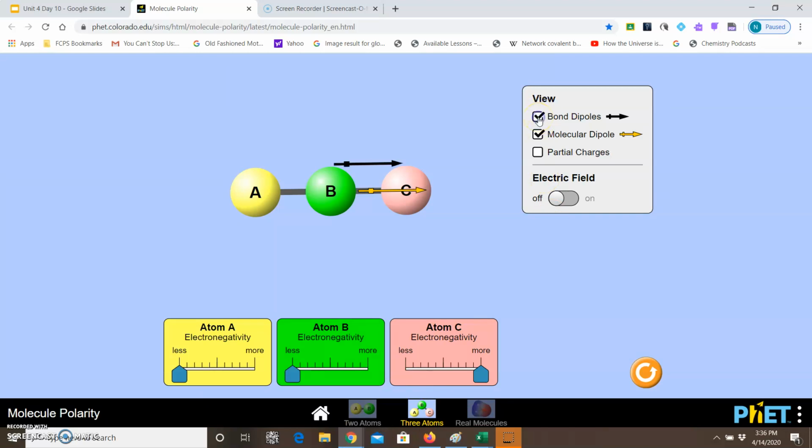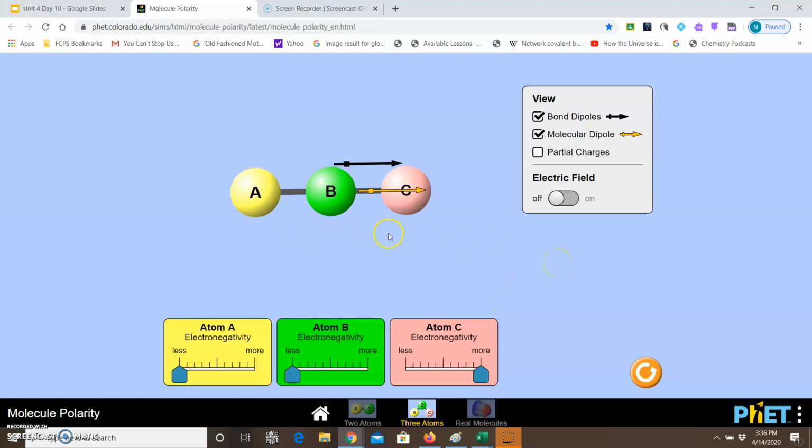Great, so if we go ahead and click on that, notice the only polar bond there is the BC bond, and that's because there's a difference in electronegativity between B and C. However, the atoms A and B have the same electronegativity, so this will be a nonpolar bond.